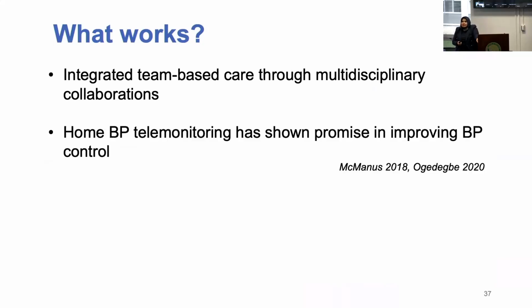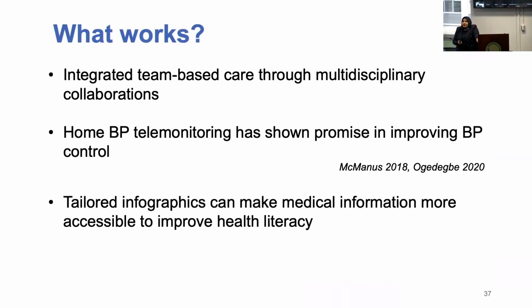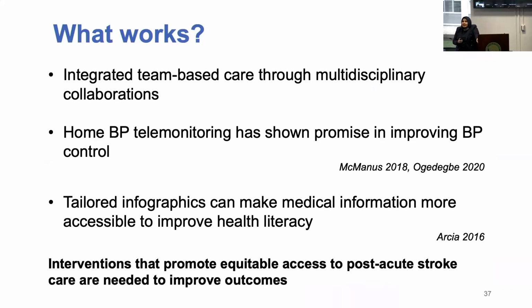So we know what works is team-based care, perhaps through multidisciplinary collaborations. We talked about blood pressure telemonitoring, which we know has shown promise in improving control. We know that tailored infographics perhaps can improve health literacy. We know that, but does it really work? How do we put it together so that we can provide equitable access? This was kind of our working question.